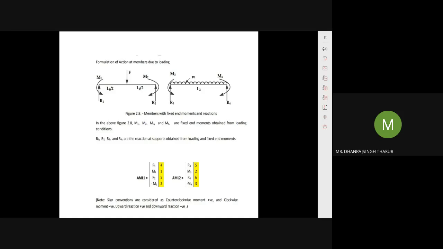Then there is a formulation of the action at members due to the loading, okay. So to assemble the A matrix, we are finding out the fixed moment and the support reactions, okay. So each beam we are considering as a fixed beam, and we are separating those members and finding out the moment and the support reaction. Like, suppose this is member 1, due to the point load on this member, we are finding out the fixed end moment.